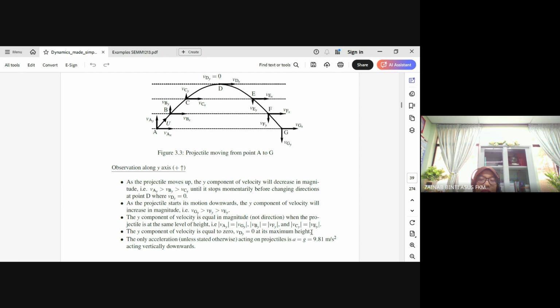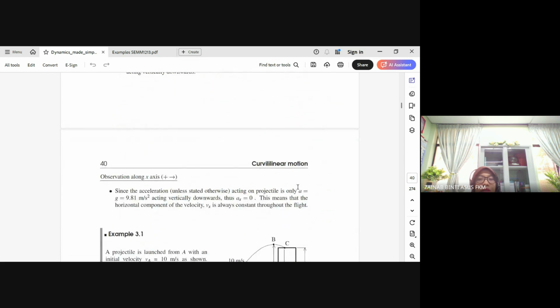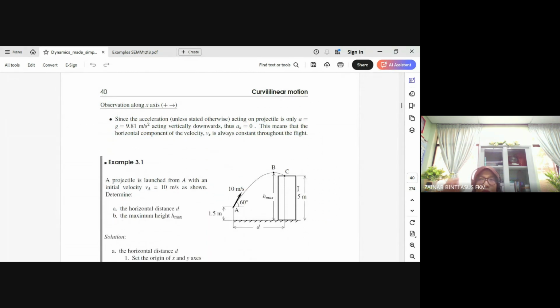VDY is 0 at the maximum height. The only acceleration, unless stated otherwise, for projectile free fall or free flight, is gravity, which is 9.81 meters per second squared, and it must be vertically downwards, so that's negative. Then we have the observation along the x-axis. We assume to the right is positive. You will see that ax is 0, and your vx is always constant throughout the flight.